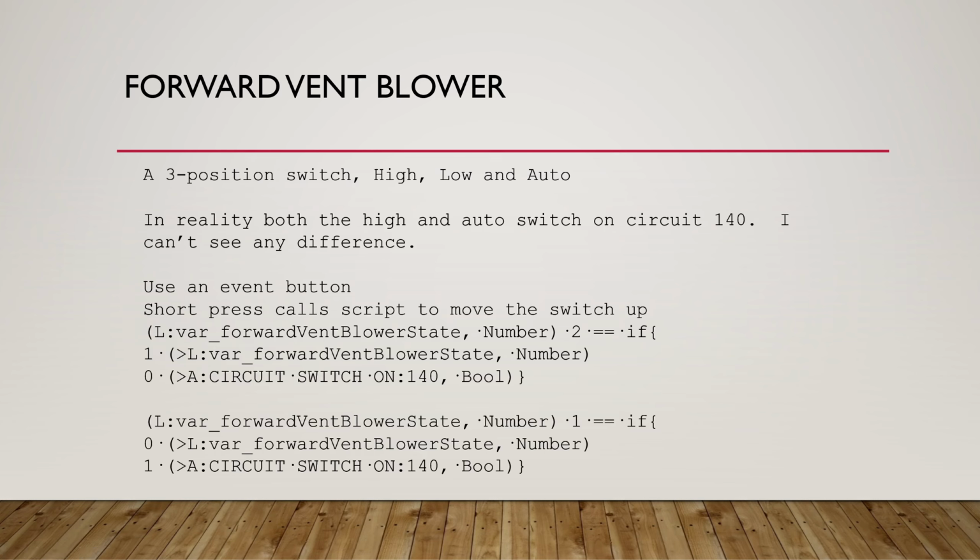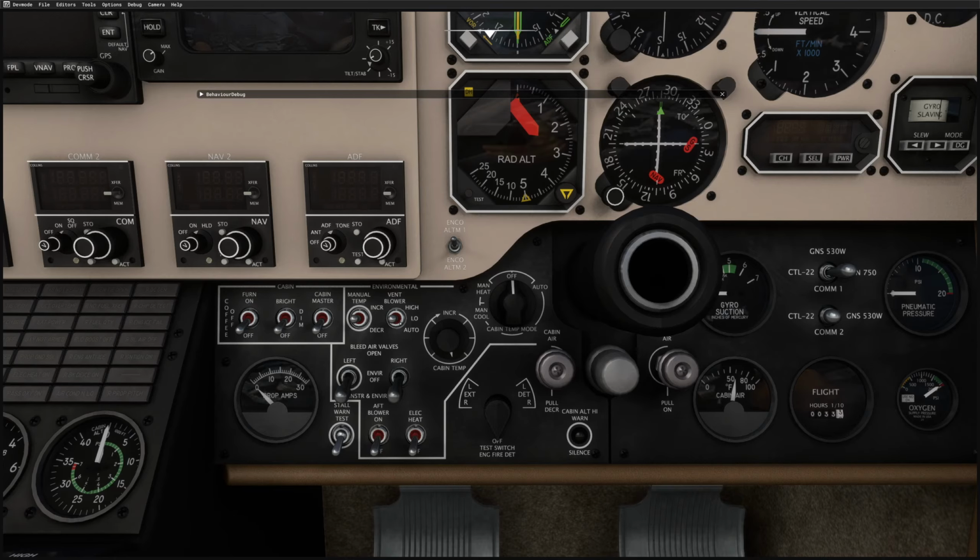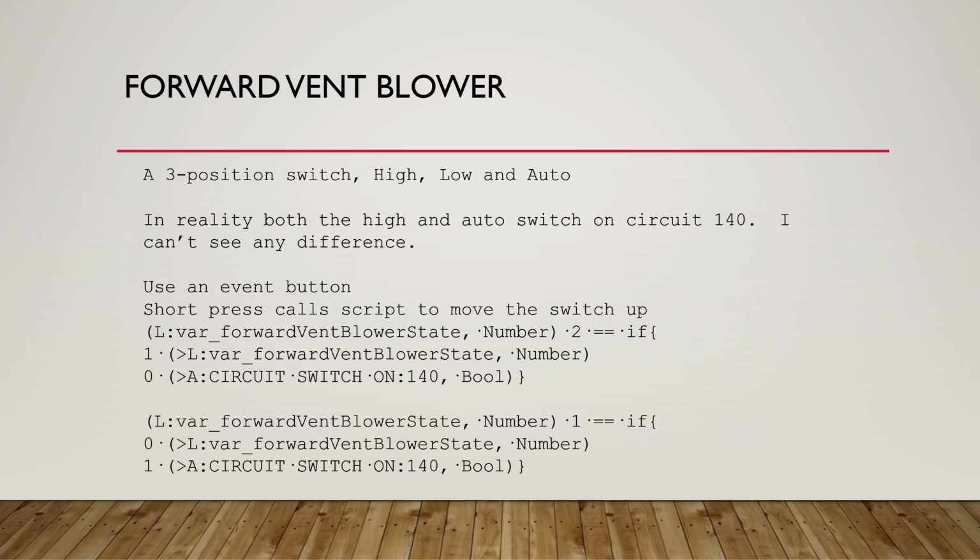Which is here. So it looks like it's got a high, a low and an auto setting, but in fact, again, it's a bit of a dummy switch. The low one is with the circuit off, and the high and the auto just both have the same circuit on. I haven't found any difference. I can't see where it's doing anything different. It's all about this circuit 140.